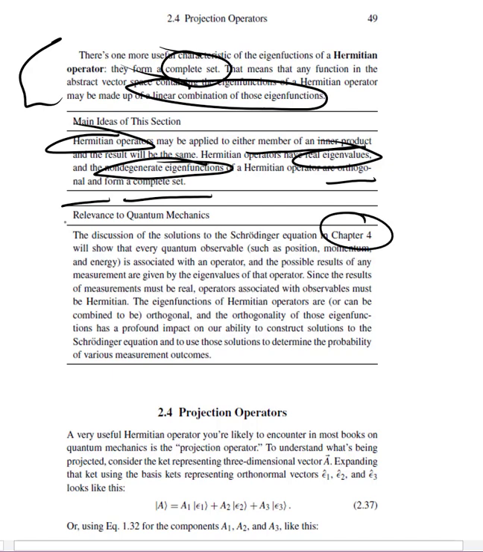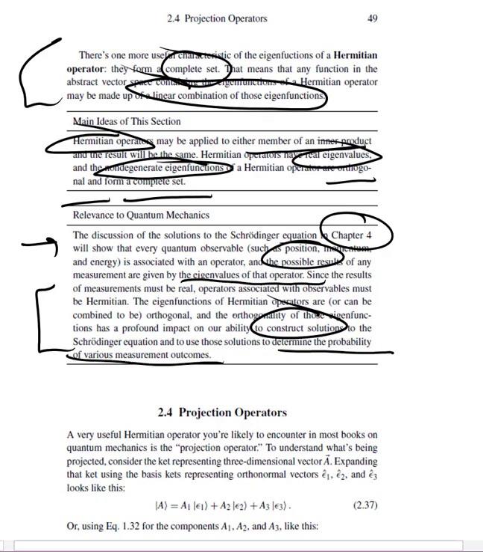Later on, in Chapter 4, when we talk about the operators associated with quantum observables, such as position, momentum, and energy, we're going to find that they're Hermitian. That's because the possible results of measurements are given by the eigenvalues of the operator associated with that observable. And you know that results of measurements must be real, so those operators must be Hermitian. And since they're orthogonal in a complete set, that gives us tremendous flexibility to construct solutions to the Schrödinger equation from these eigenfunctions, and then to use them to determine the probability of different measurement outcomes.